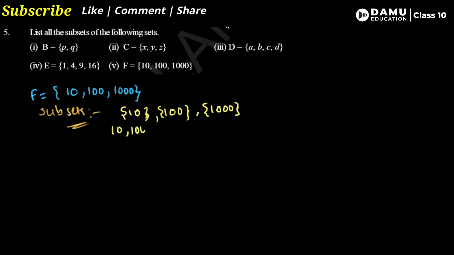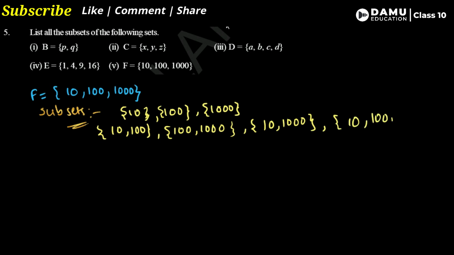Then two-element sets: {10, 100} is one combination, then {100, 1000} is another combination, then {10, 1000} is another combination. Is there any other combination with two elements? {100, 1000} is over, {10, 1000} is over, then {10, 100} is also over. Is there anything else? No. Then {10, 100, 1000} and phi. Every set is a subset of itself. So like this we need to find it and write the subsets.